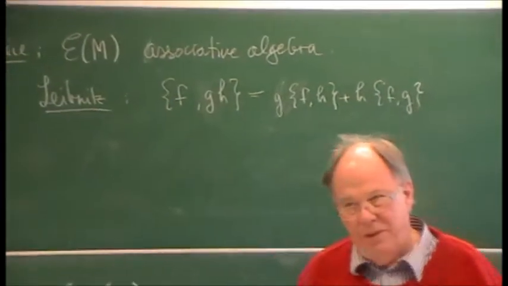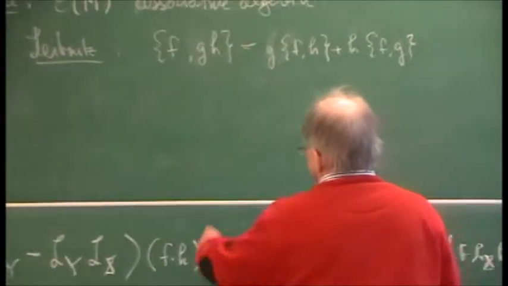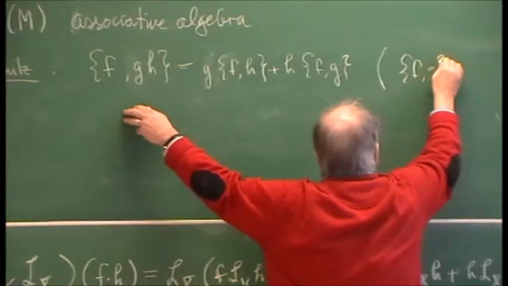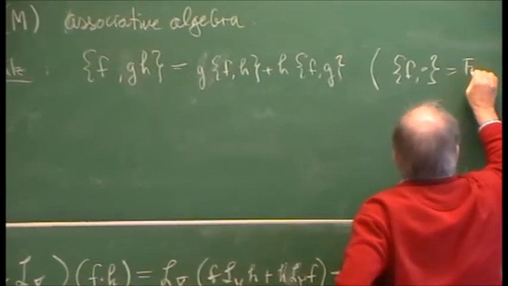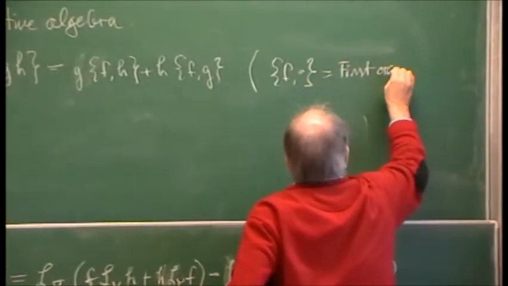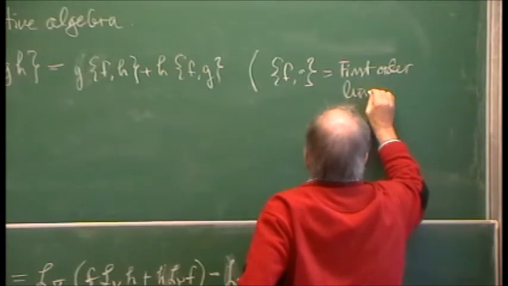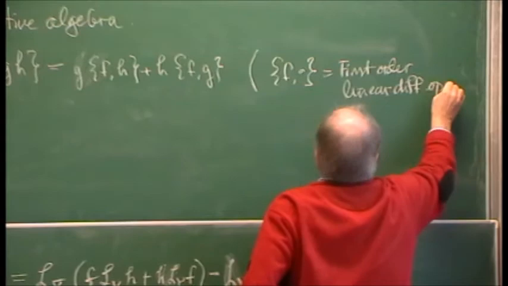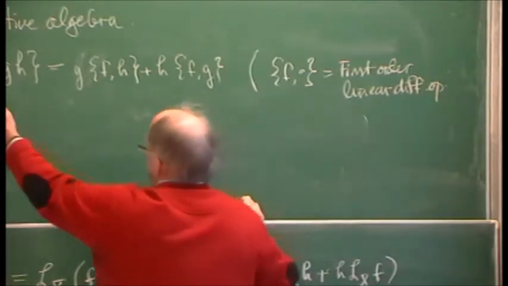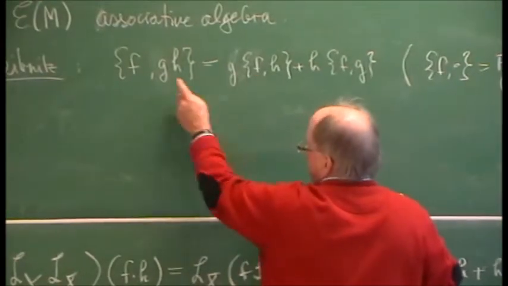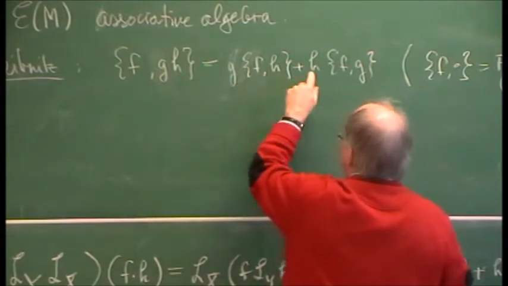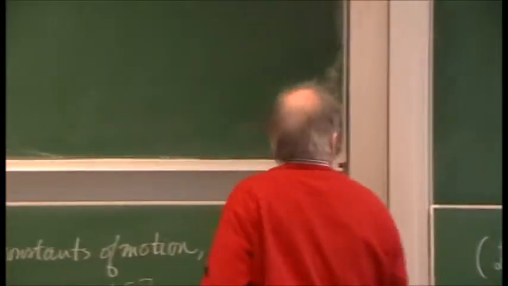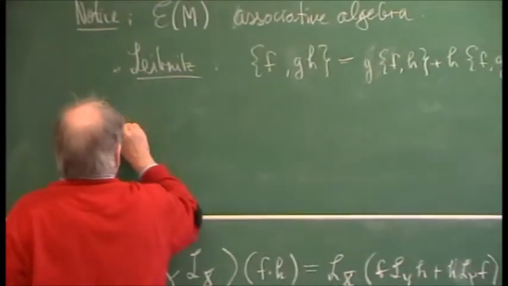And that's trivial to check, because we know that this operation is just a first order linear differential operator. So this is easy to check. It's just the Leibniz rule of that operation. And F applied to the product is G{F,H} plus H{F,G}. So that's that operation. So there are two operations on this Poisson algebra. This is the Leibniz rule and then the Jacobi.